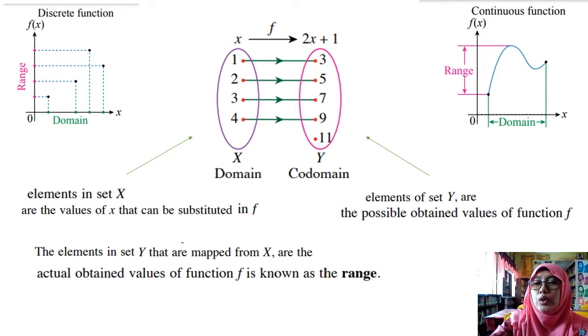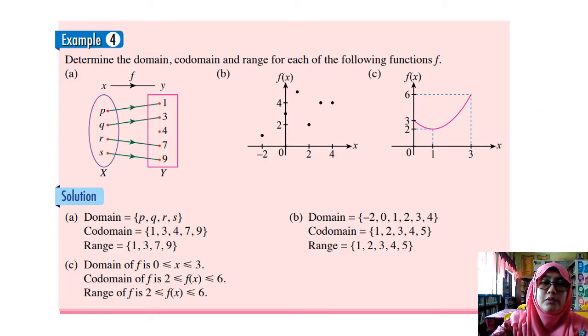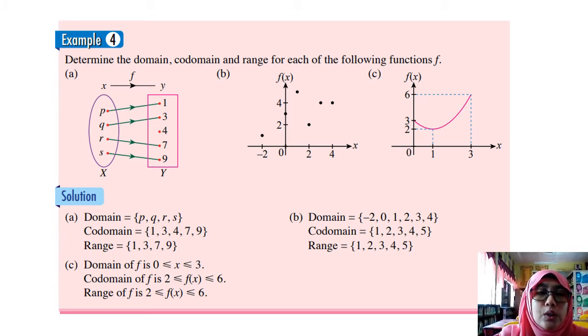So we look at example number 4. Determine the domain, codomain and range for the following function. For question A, kalau kita tengok dekat sini, domain we choose P, Q, R, S. Codomain we choose all the elements 1, 3, 4, 7, 9. We write down all. Ingat, dalam soalan ini domain and codomain, you must write down in set notation. Jangan lupa buat set notation.